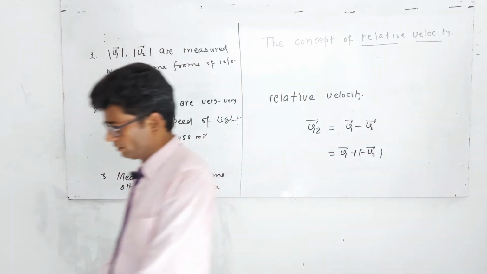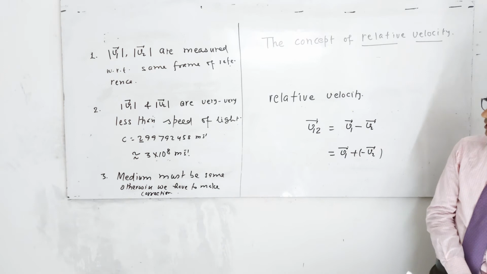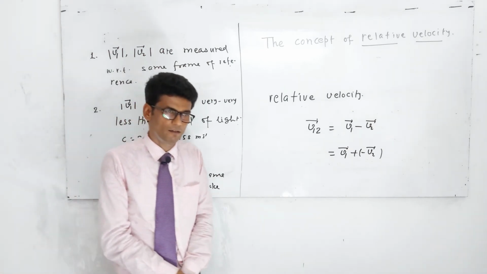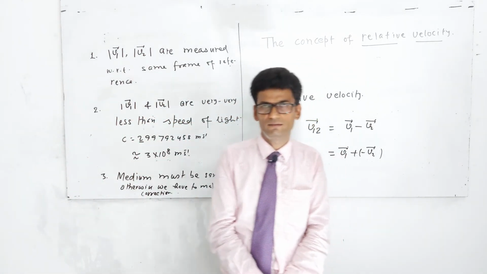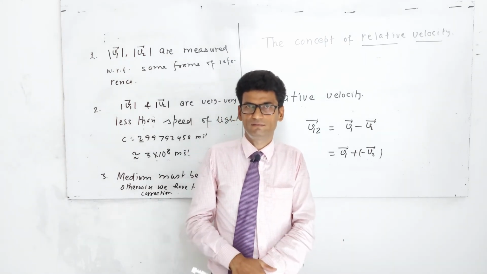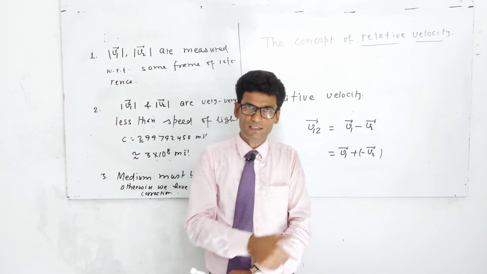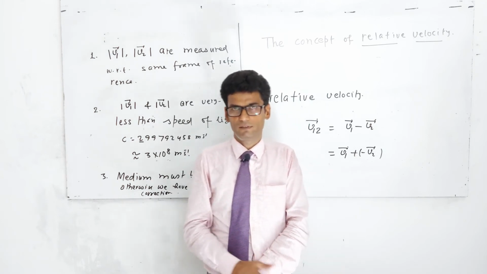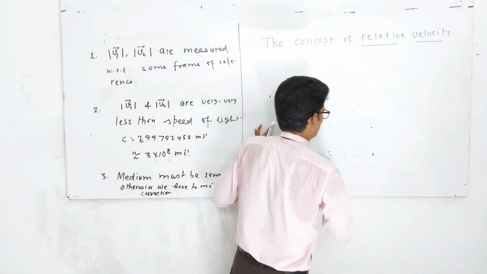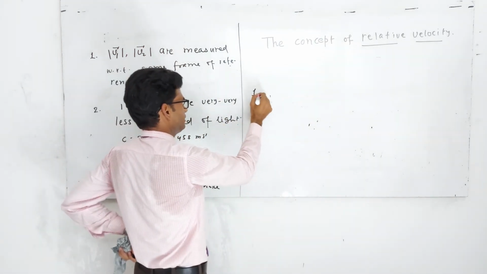Now, for convenience, we have to study relative velocity separately in 1 dimension, in 2 dimensions and in 3 dimensions. Let us firstly take relative velocity in 1 dimension. So here, the concept of relative velocity, firstly we take in 1 dimension.